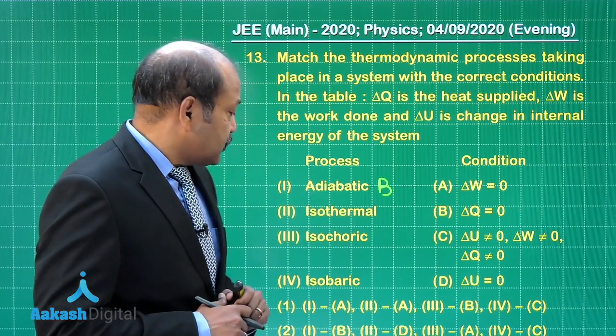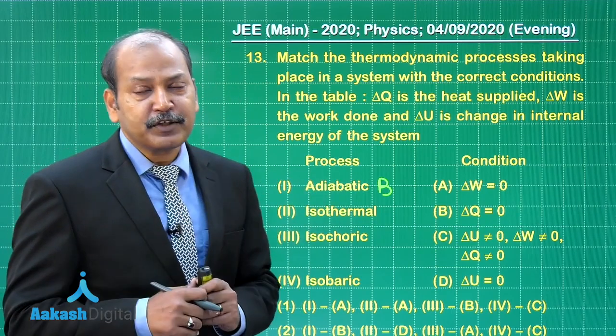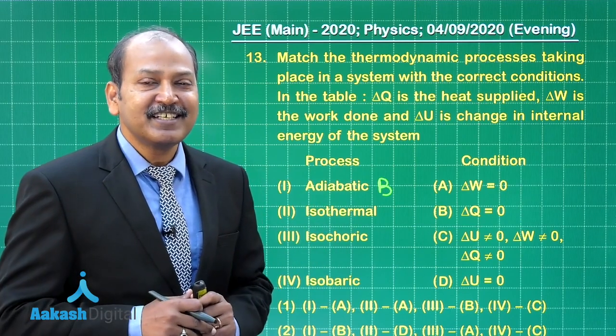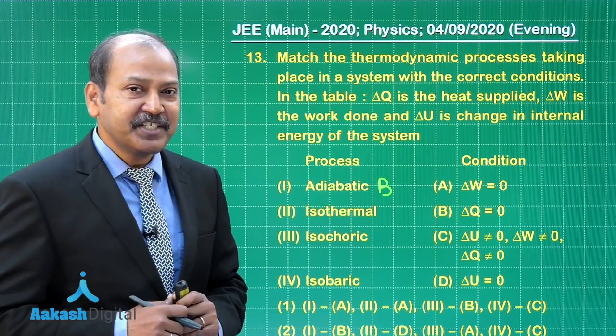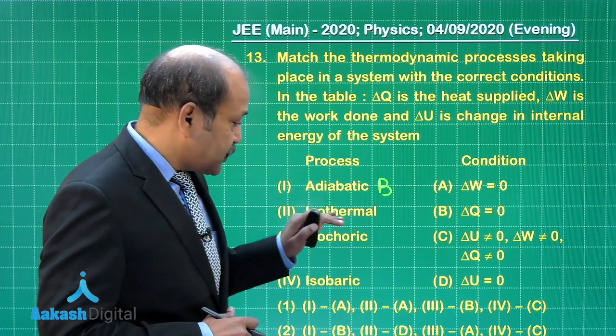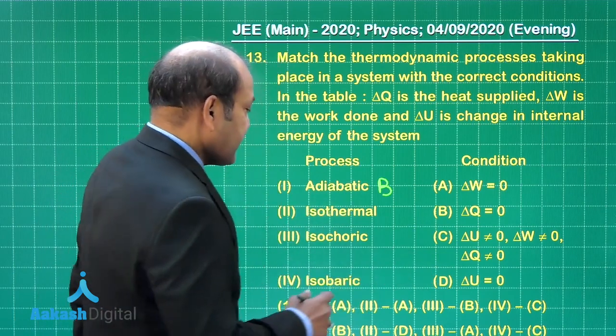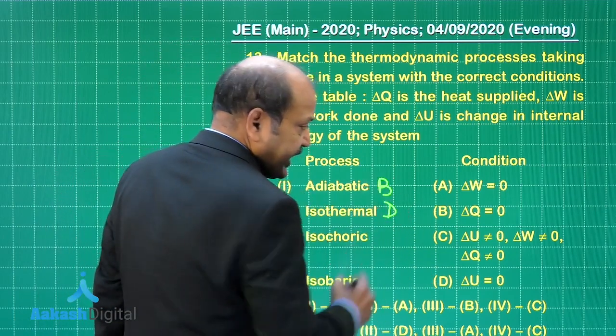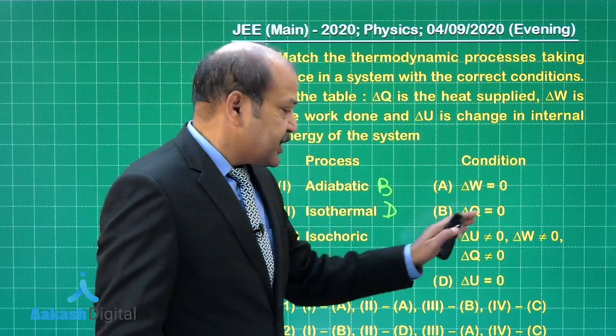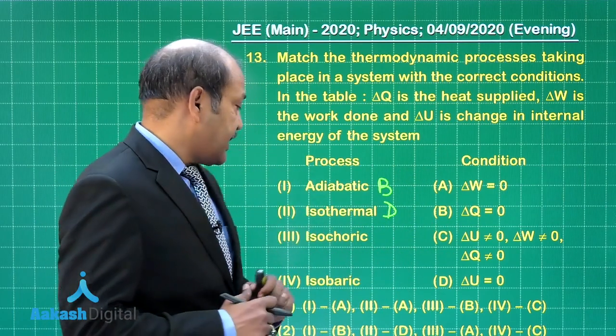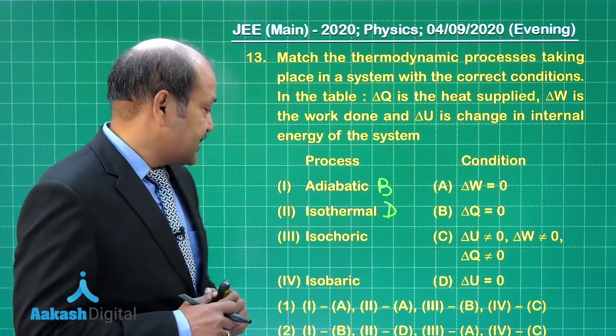Let us look at the isothermal process. For isothermal process, change in internal energy is 0, the change in temperature is 0. So, that means for 2 D is the correct match, okay, and again other entries do not really match as far as isothermal process is concerned.